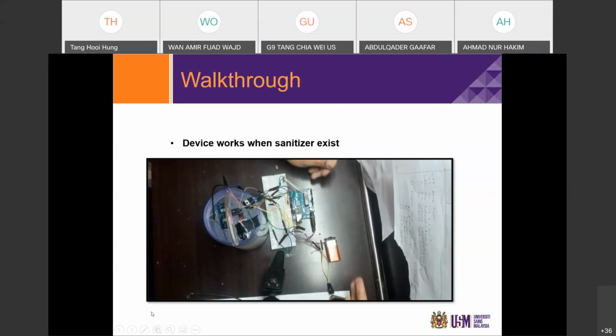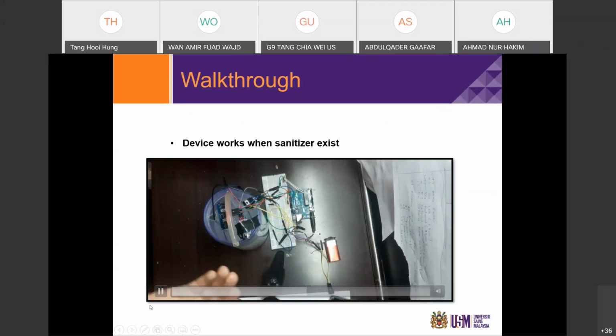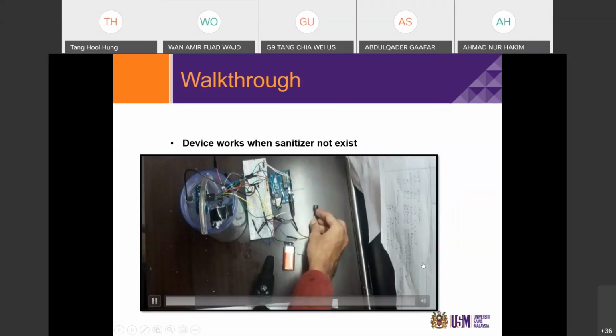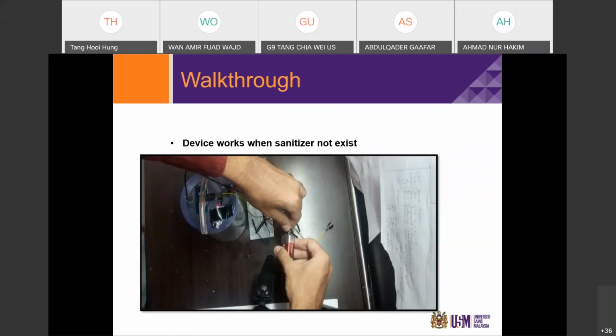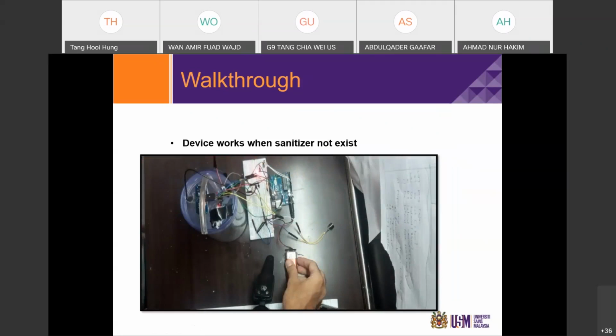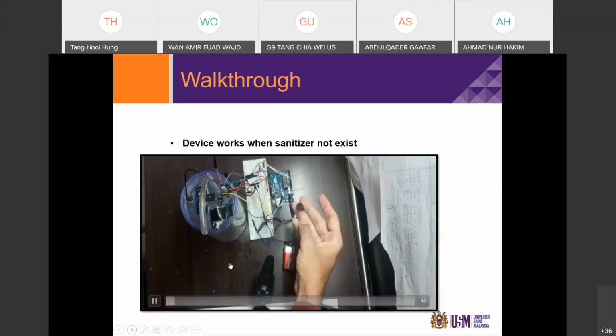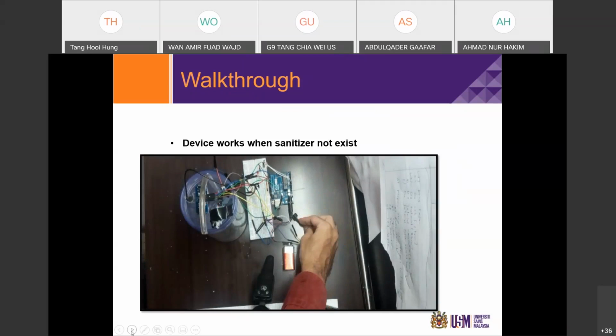Next. And this is another function when the bottle has no sanitizer left. When the sanitizer is finished, directly the buzzer will alert. Oh, I cannot hear the sound. The volume is already at the maximum. Yes. Next slide, right? Yeah.